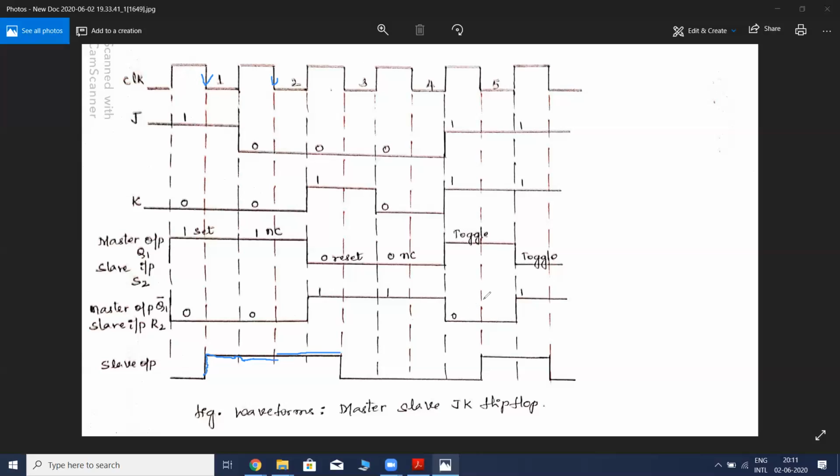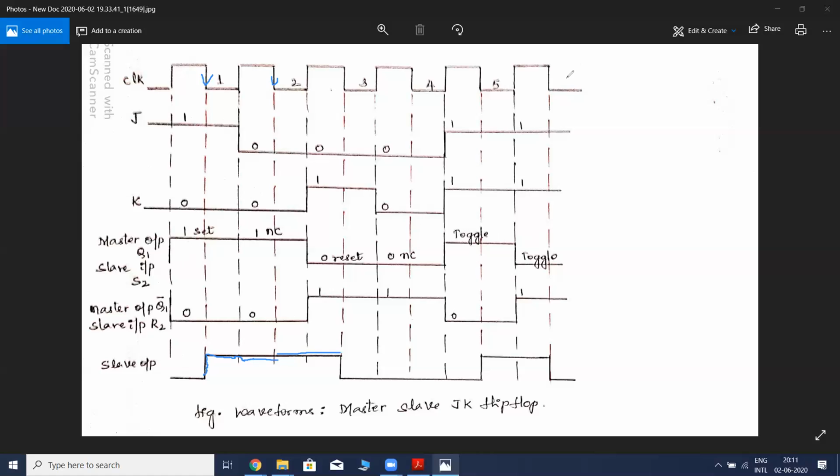eliminate. Okay, so here only toggling continues. Obviously there is toggling, that is from 0 to 1 and 1 to 0, and the output is going to change. But with respect to the clock, you could see that in the previous JK flip-flop where the race around condition was available, there were so many changes from 0 to 1 and 1 to 0. That is called the race around condition, that we have eliminated over here by using the master slave configuration.